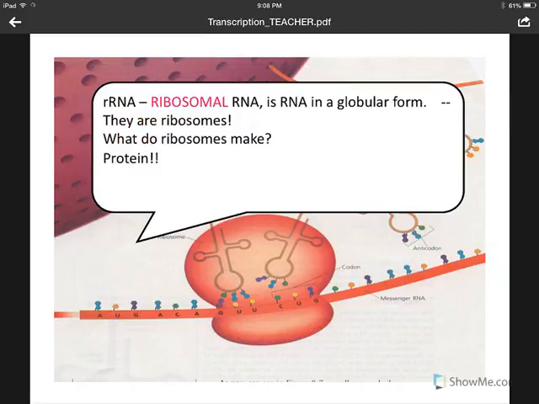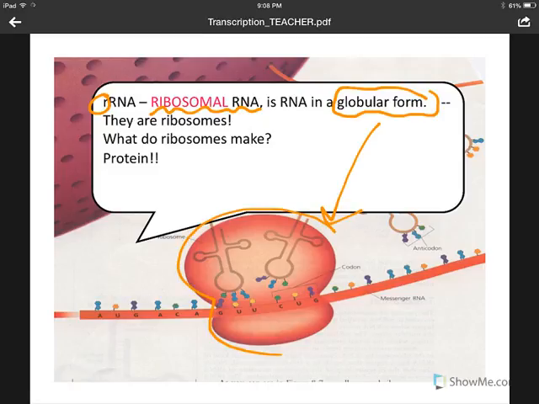The second type of RNA that can be made in transcription is rRNA, and the R stands for ribosomal RNA. We take that same single strand, but you fold it into this large globular form. In the picture here, I'm looking at this large orange glob. Another name for rRNA is basically a ribosome. If you think back to our cell city unit when we learned about the cell organelles, what are ribosomes responsible for making? They're responsible for making the proteins in your body, and that's what they're going to help us assemble.